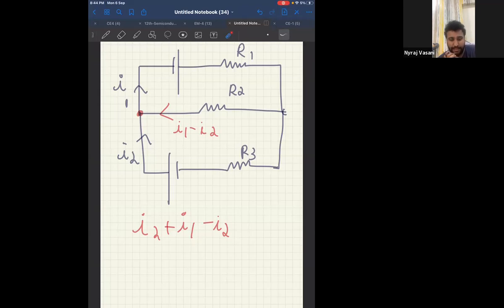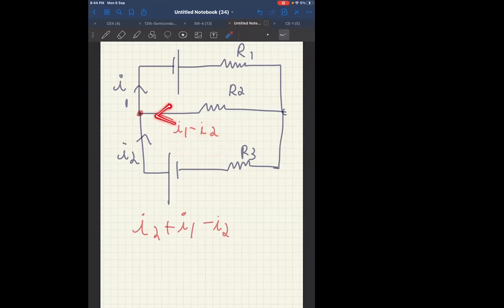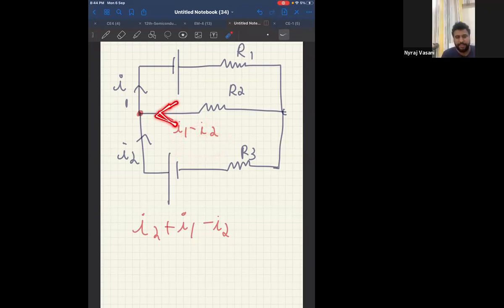Easy. Understood why I1 minus I2 now? If this branch is I1 minus I2 with this direction, applying KVL is nothing great. I can easily get the answer 1.6 and 1.8. Okay, check. You need some time to do it. Do it. 1.6 and 1.8 will be our answer.